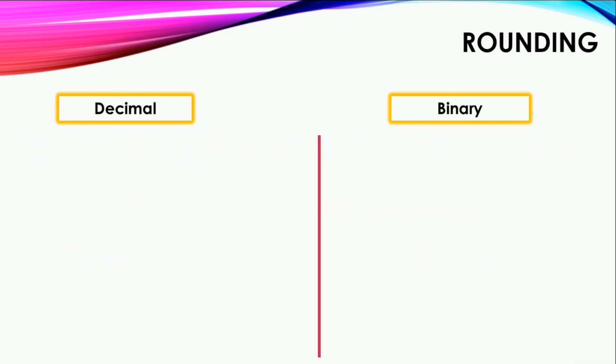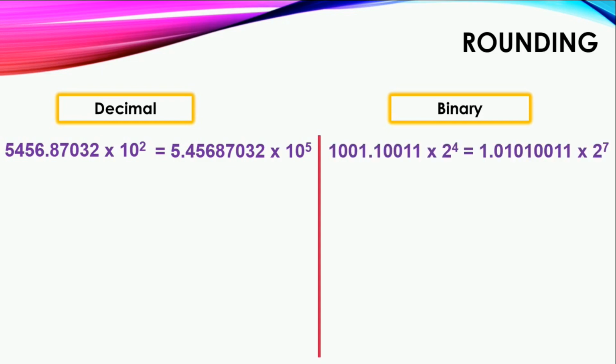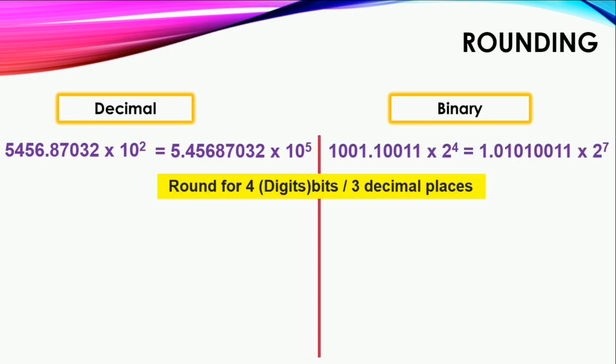Rounding also requires normalization initially. So in the binary case, I am normalizing this number. I have to round for 4 bits, or 3 decimal places. This is the question: for the given number, I have to perform rounding for 4 bit positions, or the number of bits after the decimal point is 3. So this is the question.